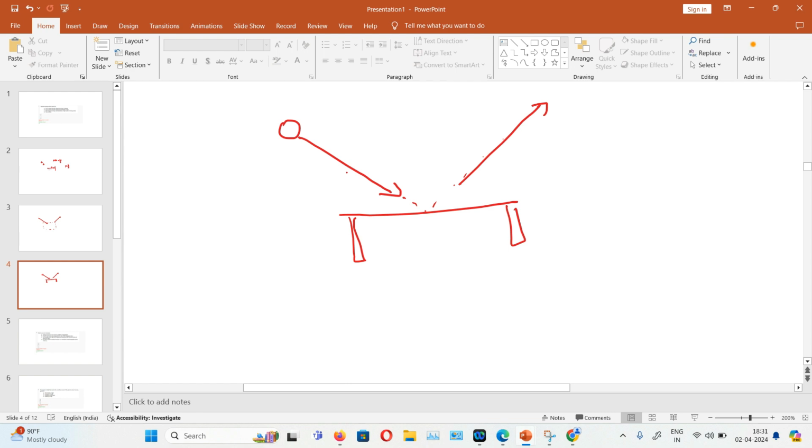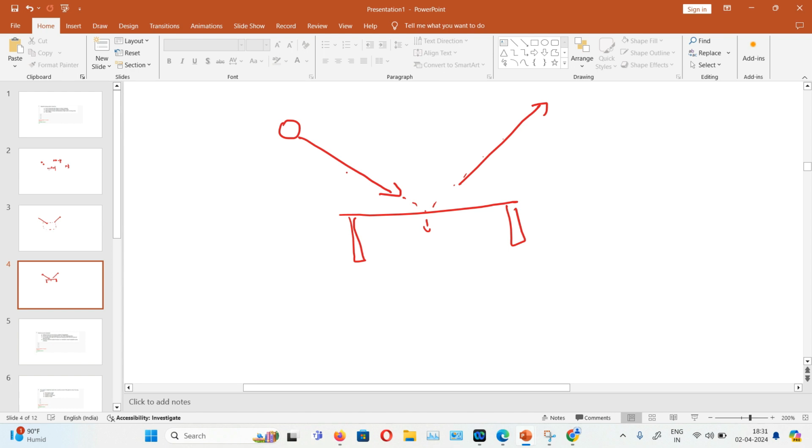What about the bench? When the ball hits the bench, and if no other force is acting on the bench, even the bench can move a little bit downwards, because when a force is exerted on the ball by the bench, the ball is also exerting a force on the bench. That is Newton's third law of motion.